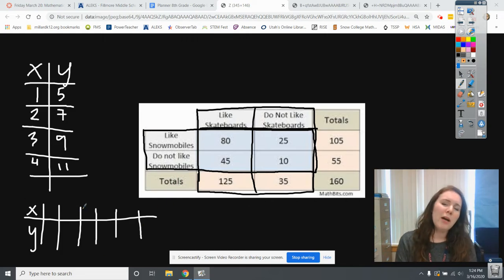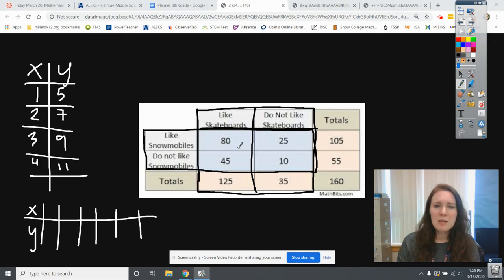What we do is compare two different variables, and they're usually choices that are one or the other. For example here, either you like skateboards or you do not like skateboards. You like snowmobiles or you do not like snowmobiles. There's usually one choice or the other. And you can collect information about people or objects or pets or whatever, and put it on a table.